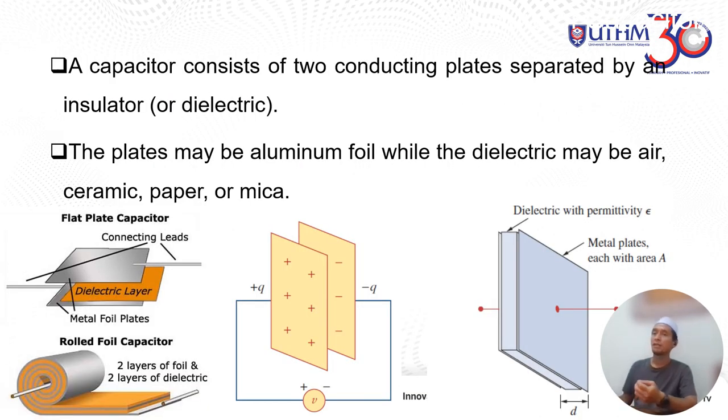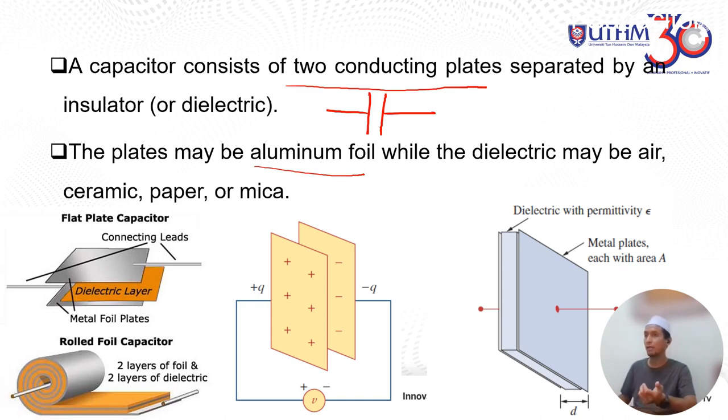Okay, so the capacitor consists of two conducting plates. That's why the symbol itself has two plates like this. So it consists of two conducting plates separated by an insulator. In the middle between the two plates, we have an insulator. The plate can be some kind of material like aluminium foil or any other that can keep the charge, while the dielectric in the middle may be air, ceramic, paper or mica. So this is the type of, let's call it, insulator.